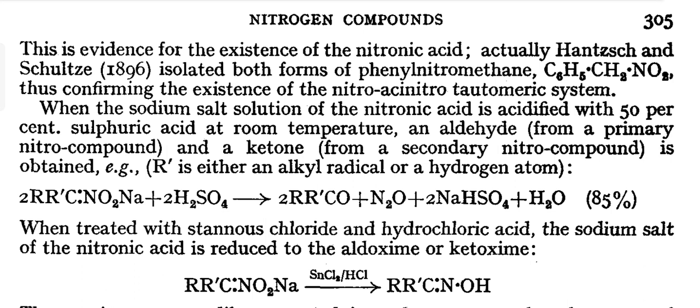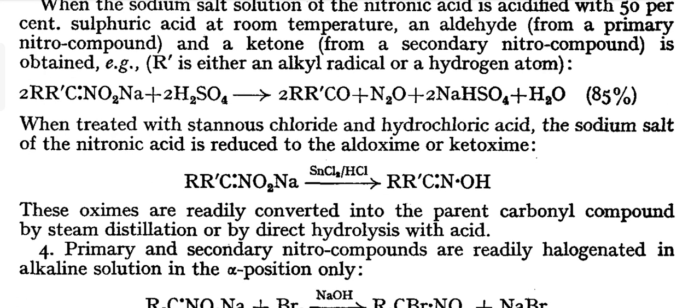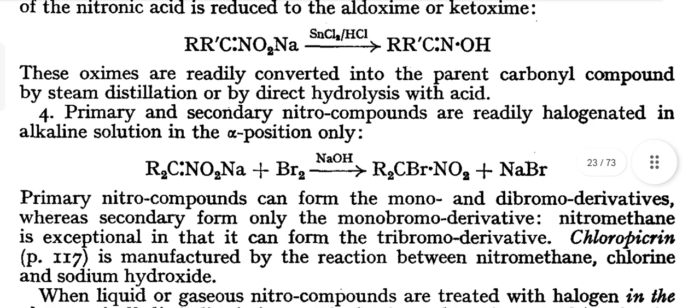When the sodium salt solution of nitronic acid is acidified with 50% sulfuric acid at room temperature, an aldehyde from a primary nitro compound and a ketone from a secondary nitro compound is obtained. Example, R dash is either an alkyl radical or a hydrogen atom. When treated with stannous chloride and hydrochloric acid, the sodium salt of nitronic acid is reduced to aldoximes or ketoximes. These oximes are readily converted into the parent carbonyl compound by steam distillation or by direct hydrolysis with acid.